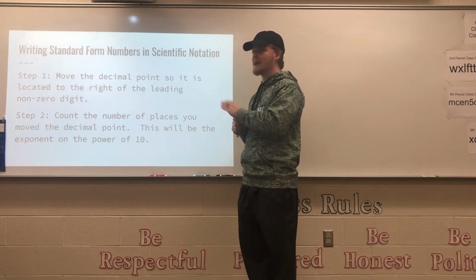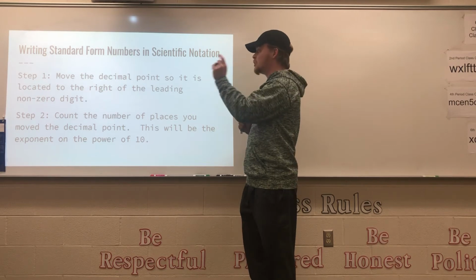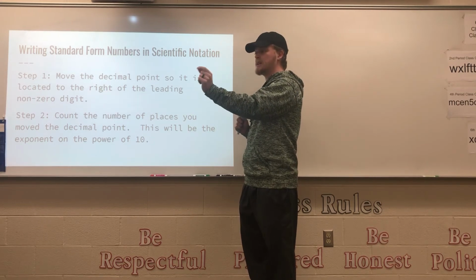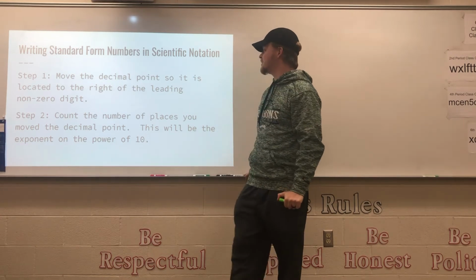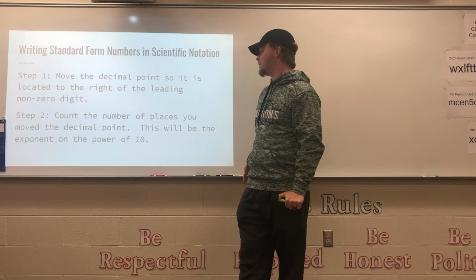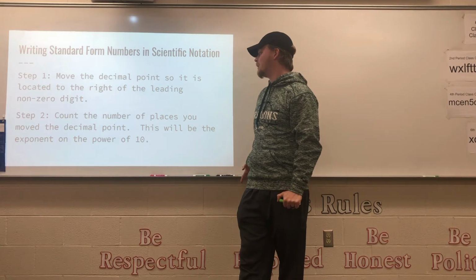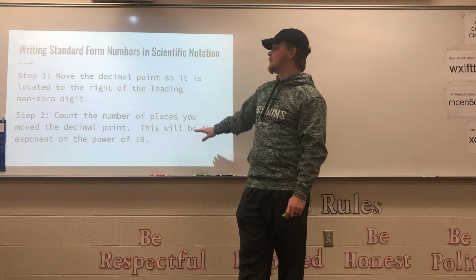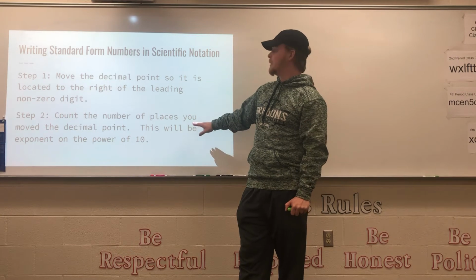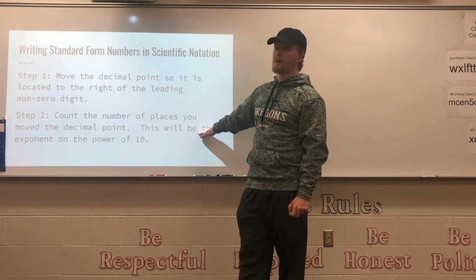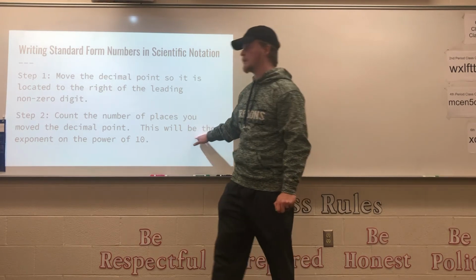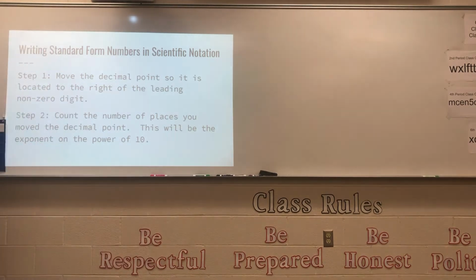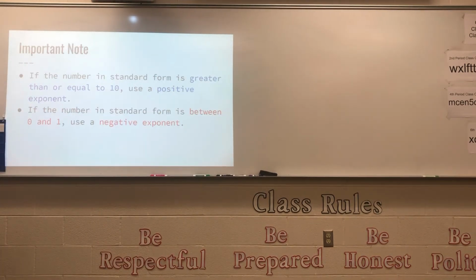So it can't be 0. Any other number but 0 is your leading digit, and you want the decimal point to be on the right of it. And then it says count the number of places you moved the decimal point. This will be your exponent on the power of 10. Okay? And you guys be careful, and the next slide will give you a better idea of how to understand this, but you've got to be careful about whether it's going to be positive or negative. So this will give you a better hint for how to pay attention to that.